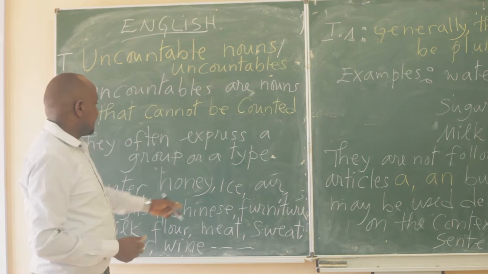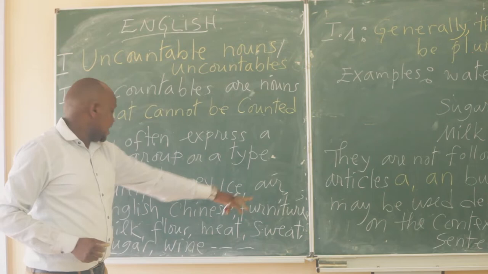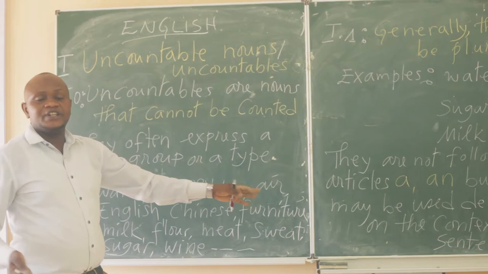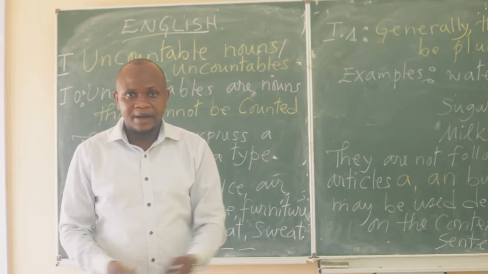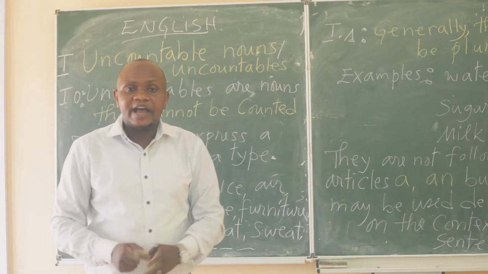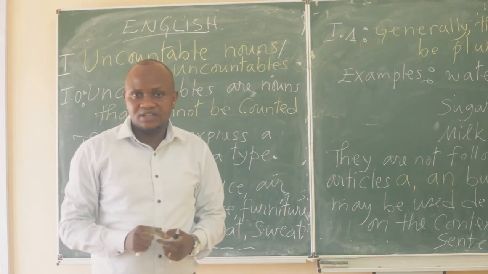honey, ice, air, snow, English, Chinese, furniture. Twabonye ko ari ibikoresho byose biri mu nzu, cyane cyane nko muri salo, utubati, ameza, intebe, that is what we call furniture. Ntabwo furniture ijya mu bwinshi ngo tuvuge ngo those are furnitures. No, we say that is furniture.